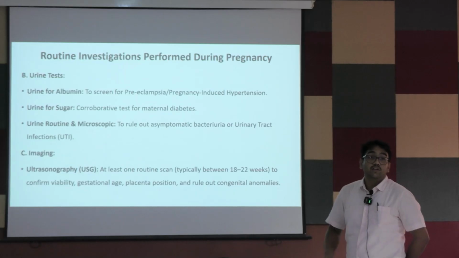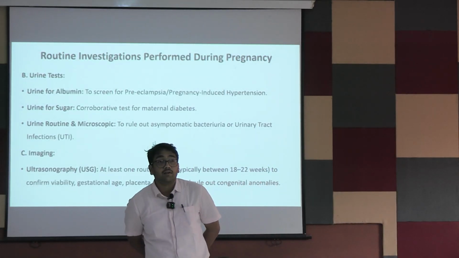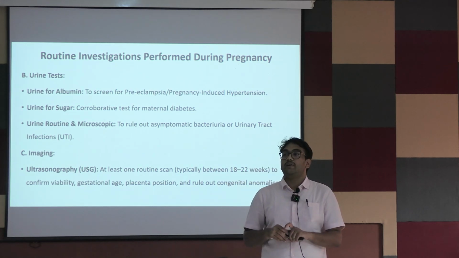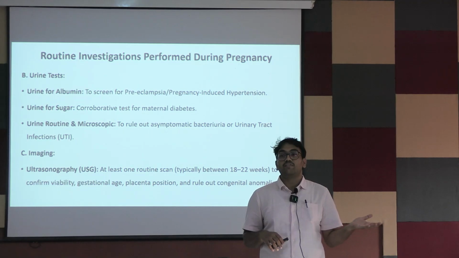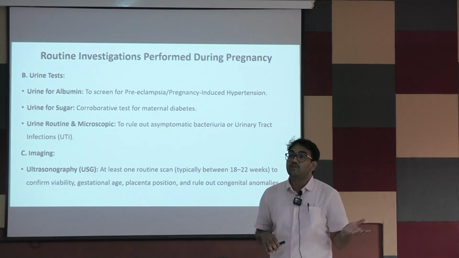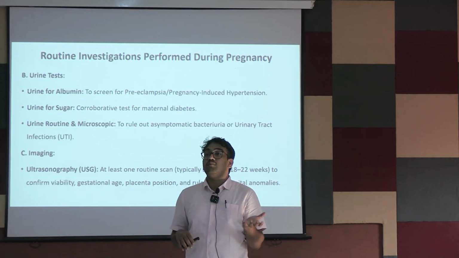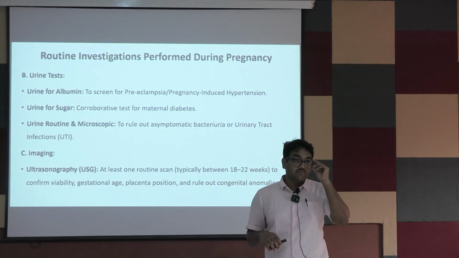And finally, USG screening. As we know, usually many USGs are done. If we go to the tertiary hospitals, many USGs are done. One is done during the first trimester, known as a dating scan, that is used to predict the expected date of delivery. The first trimester scans are the most accurate in terms of determining the expected date of delivery.